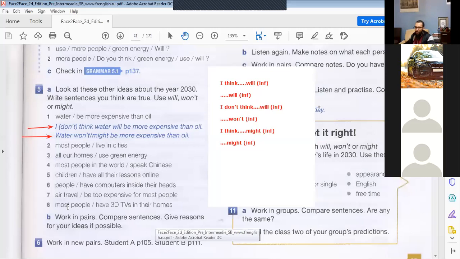Why do you think no? I think in 2030 the cars can fly. Okay, so cars can fly. So this means maybe flights will be cheaper. Is that what you're saying? So this means traveling by air will be cheaper, right? Yes. Okay.